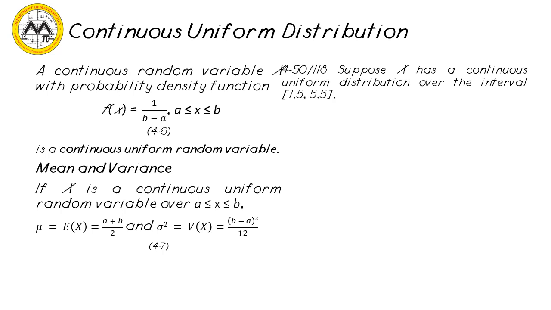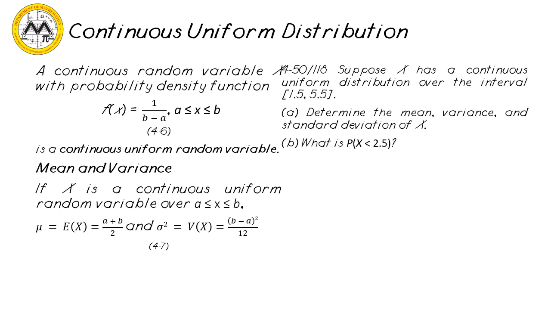Suppose x has a continuous uniform distribution over the interval from 1.5 to 5.5. Determine the mean, the variance, and the standard deviation of x. What is the probability that x is less than 2.5? Determine the cumulative distribution function.